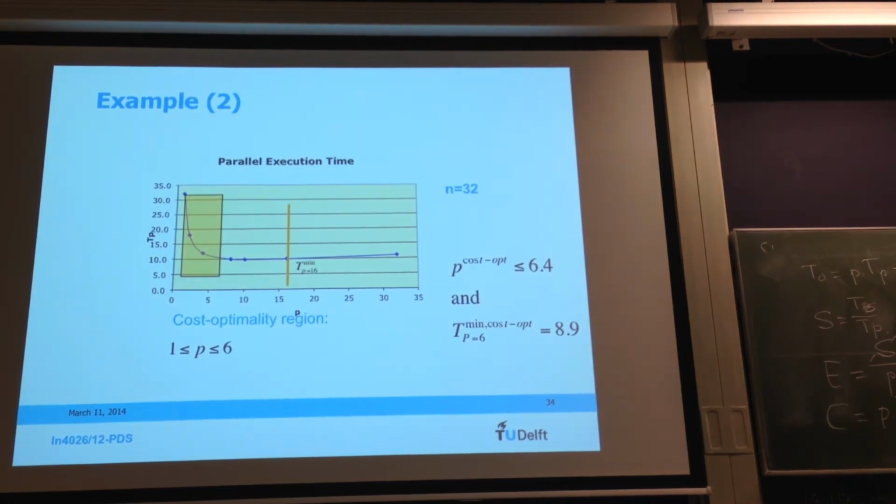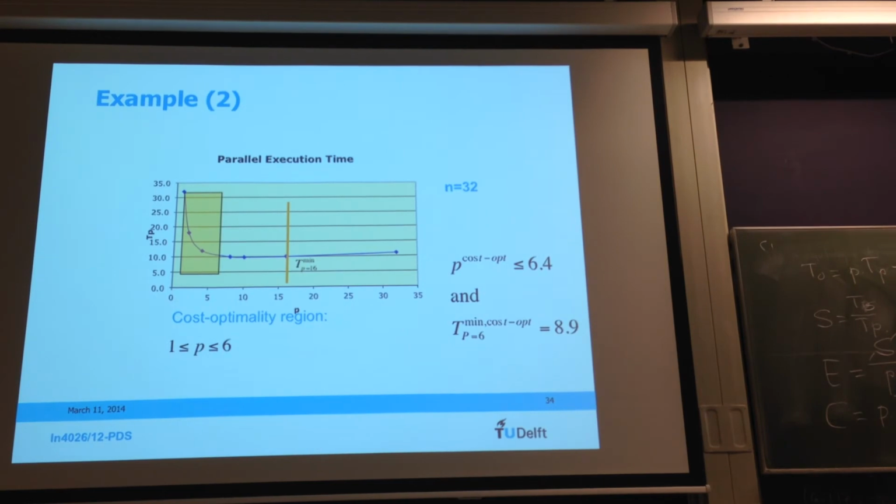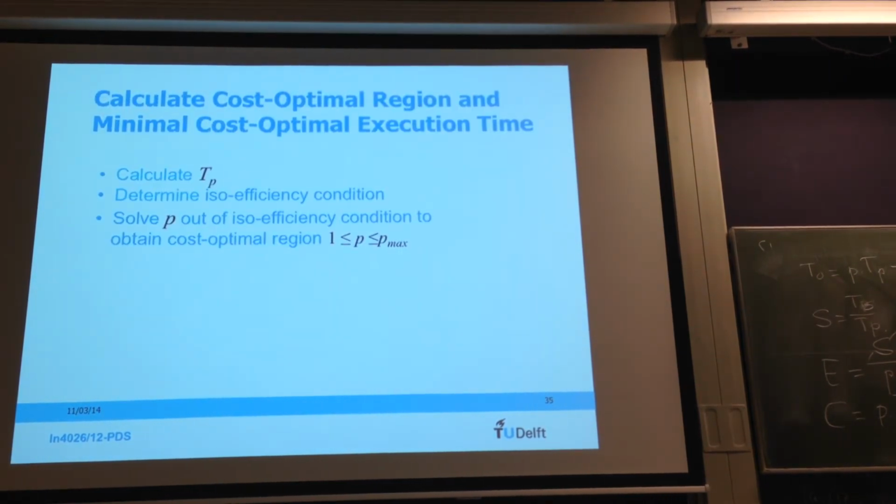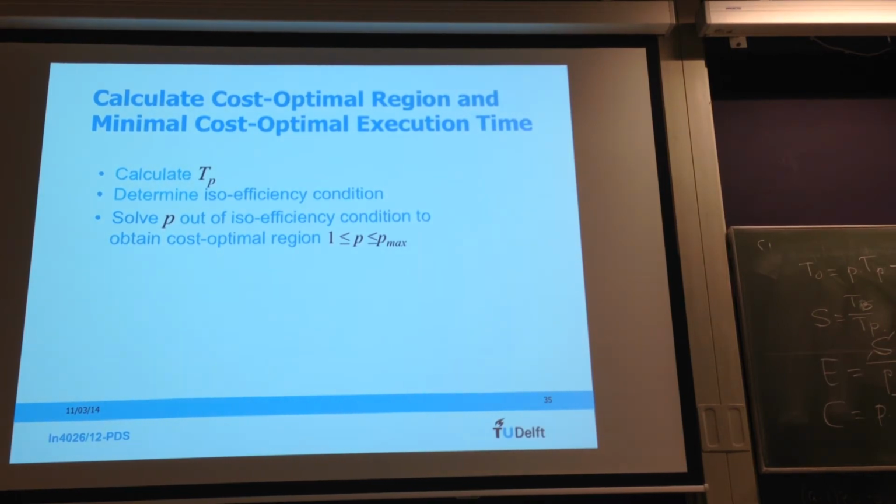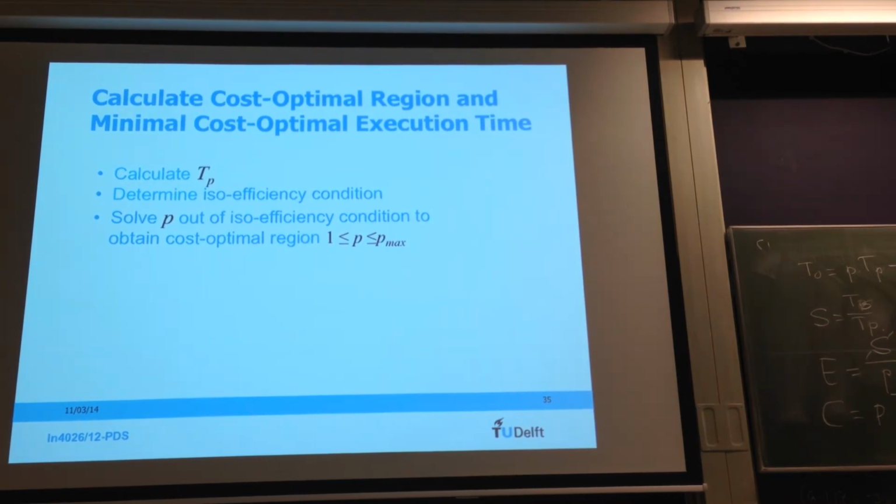Okay, now how do we do this? This was the minimal execution. Now, how do we do this in a template for a generic example? We calculate the parallel processing time. We determine the iso-efficiency condition in the second step. And we solve P out of the iso-efficiency condition to obtain the cost optimal region. Right? That's the general scheme.